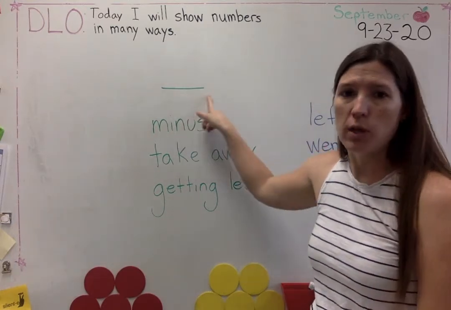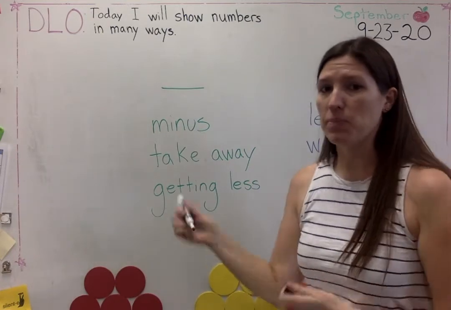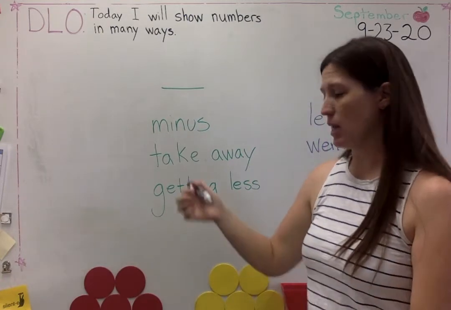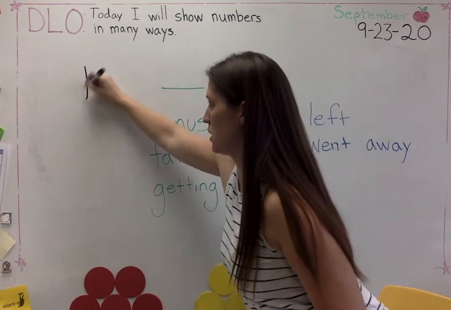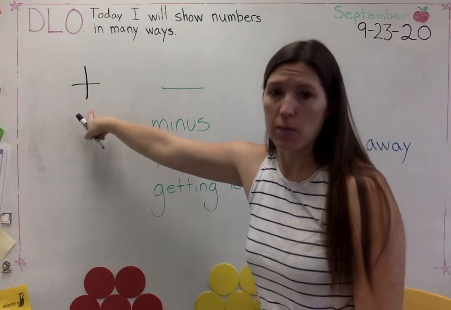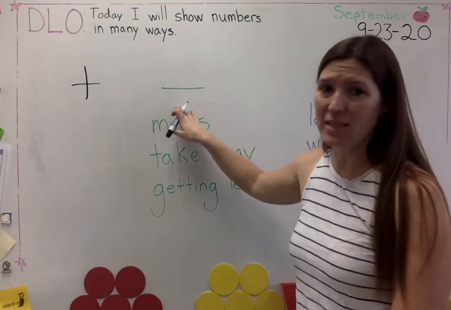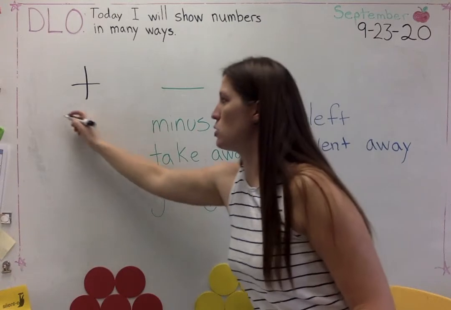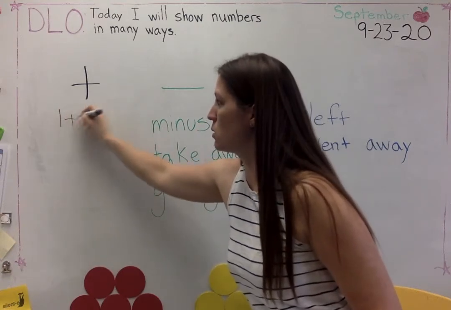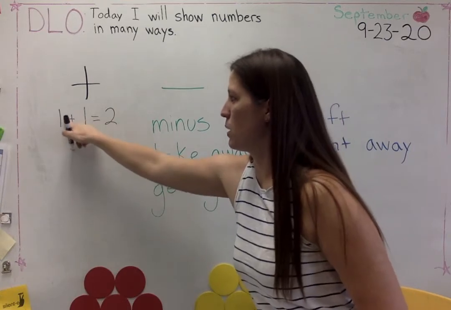This is a new operation, minus. The other day we learned about plus. We've been learning about adding and plus. Plus sign looks like that. That operation is getting more, plus. We're going to be focusing on minus. So a plus, I'll just do 1 plus 1 equals 2. So there's my operation, plus.